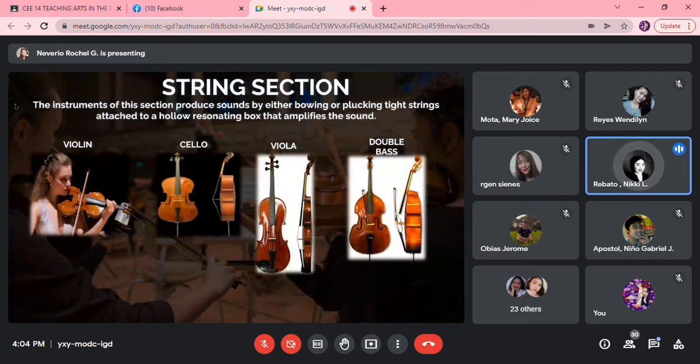Next is the string section. The instruments of this section produce sound by either bowing or plucking tight strings attached to a hollow resonating box that amplifies the sound. First is violin, a string instrument that is commonly bowed but may also be plucked. It has a hollow resonating body made of wood with an attached neck and pegbox.